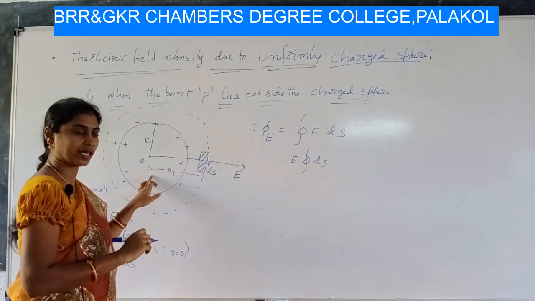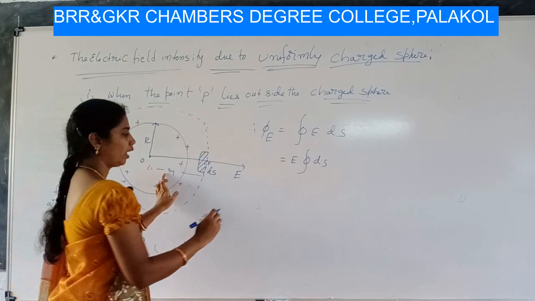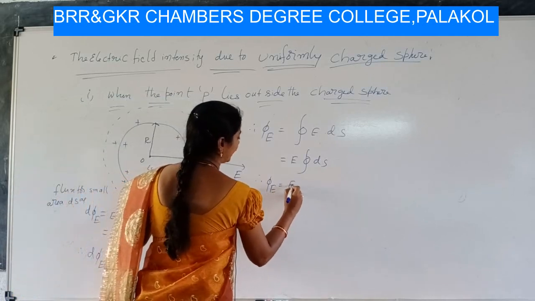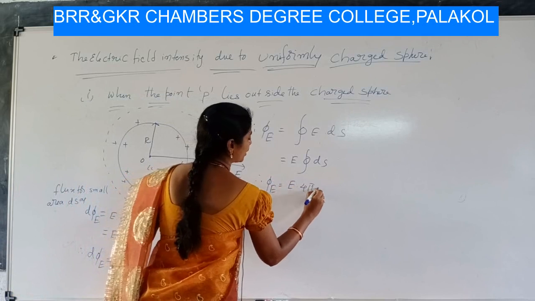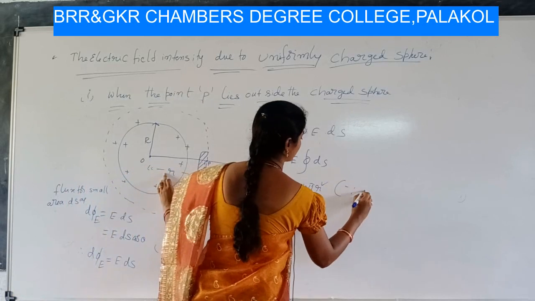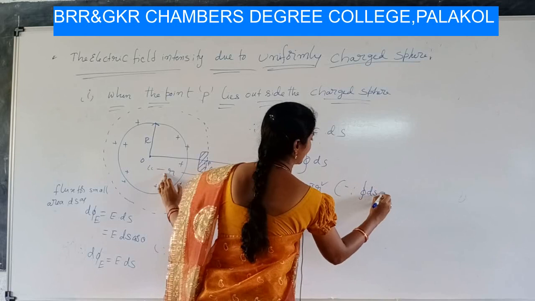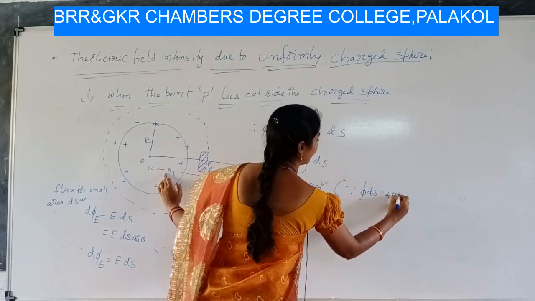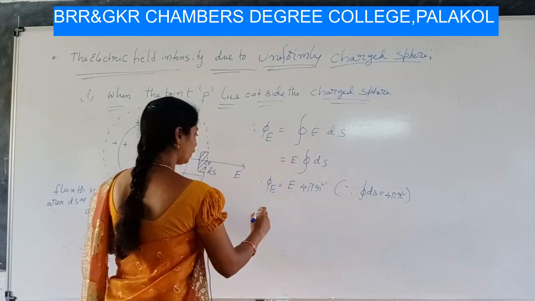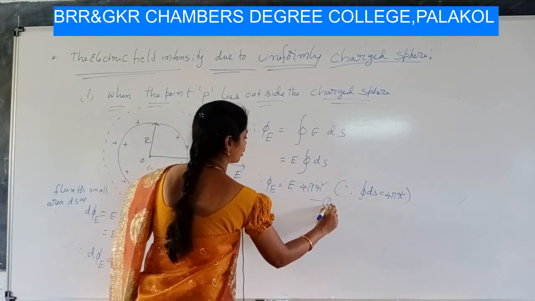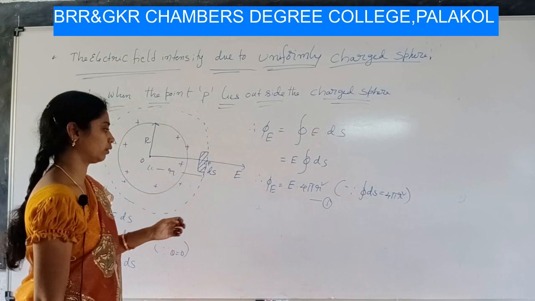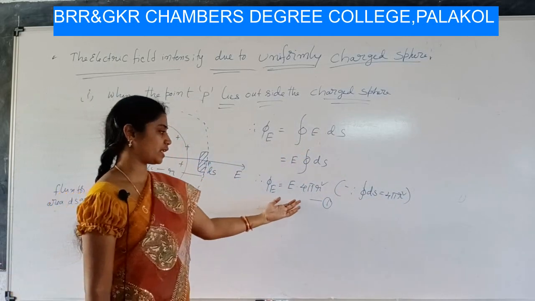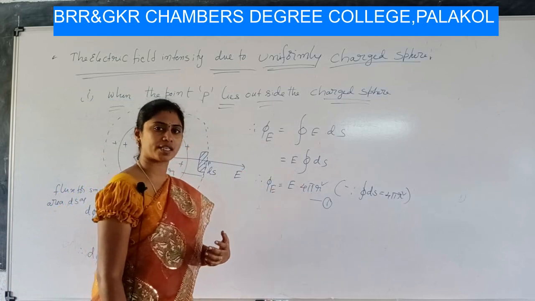This closed integral ds is the surface area of the sphere with radius small r. Then we can write flux phi is equivalent to E into 4 pi r square, because this closed integral ds has the value of the area of this sphere, which is nothing but 4 pi r square. So we consider this equation as 1. We get flux for the entire Gaussian sphere as phi is equivalent to E dot 4 pi r square.